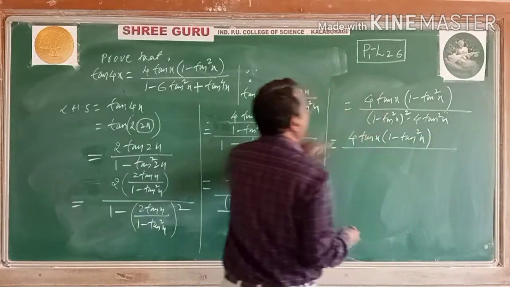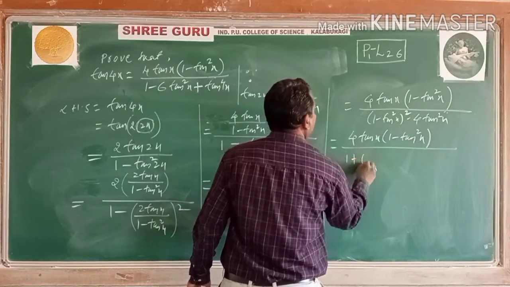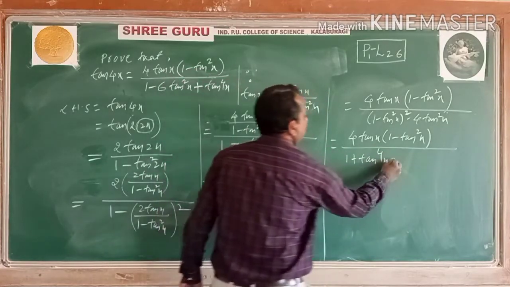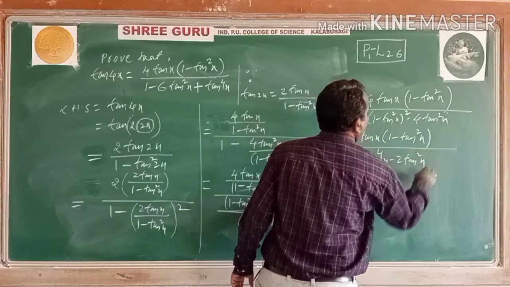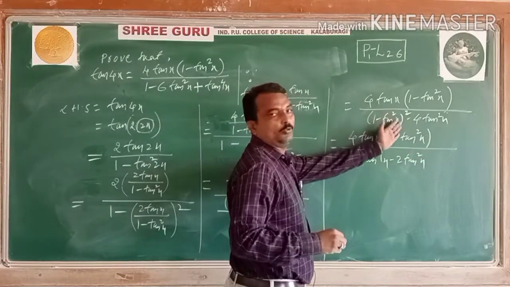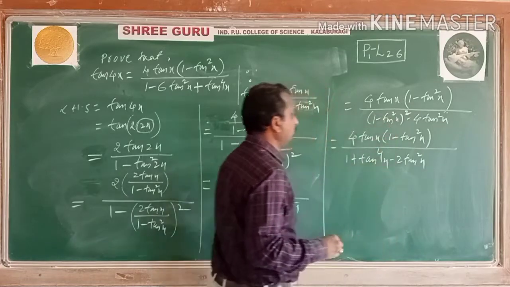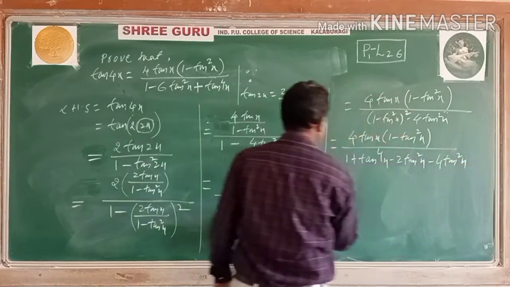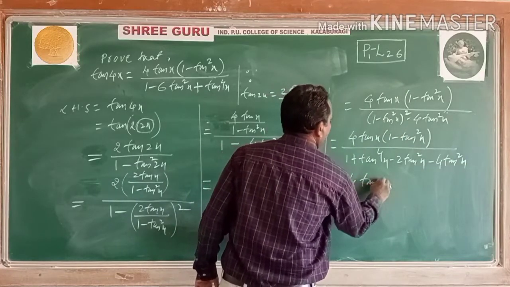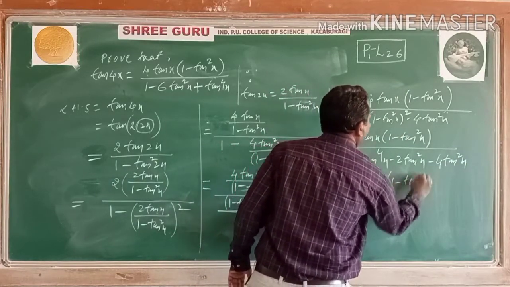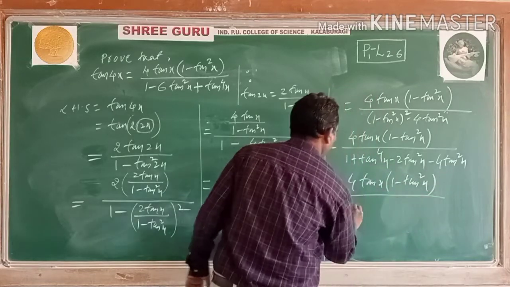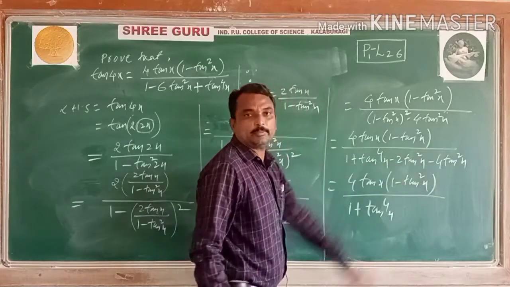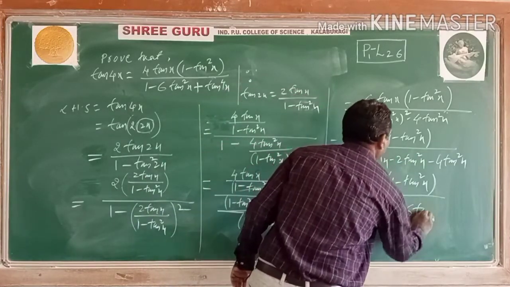Expanding the denominator, (a minus b) whole square is a square plus b square minus 2ab. So we get 1 plus tan square x minus 2 tan square x, minus 4 tan square of x. Simplify here: 4 tan x into (1 minus tan square x) divided by 1 plus tan 4x minus 2 tan square x minus 4 tan square x, that is minus 6 tan square of x.